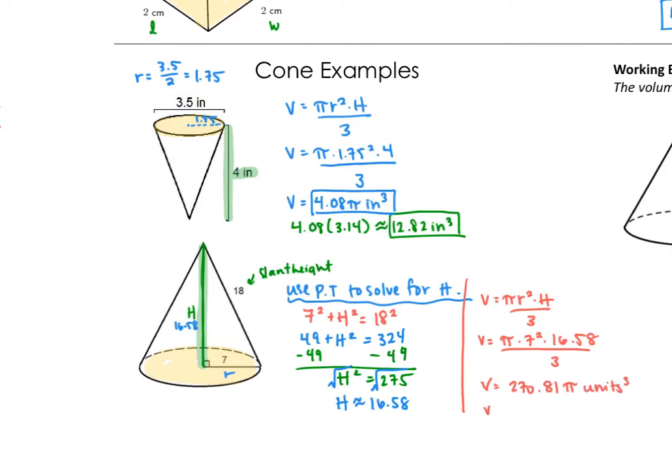Then to get my approximate, you're just going to do 270.81 times 3.14. You should get approximately 850.33 units cubed. So there's my answer in terms of pi, and this is my approximate answer.